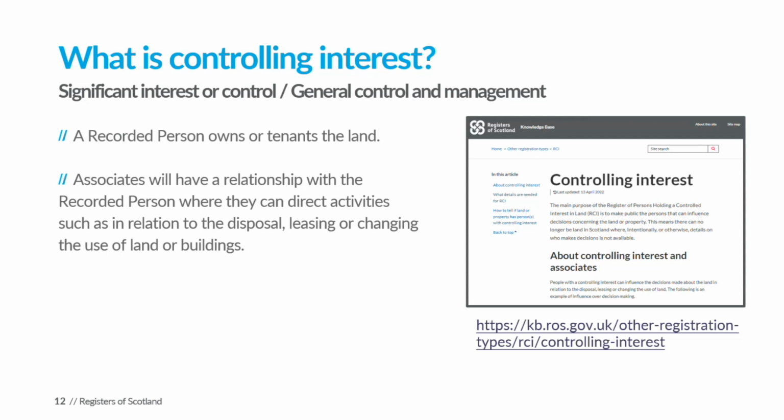People with a controlling interest in land can influence high-level decisions made about the land, such as in relation to the disposal, leasing, or changing the use of land. It is about key decisions in relation to land, not the everyday decisions about, for example, what paint colours might be used or which bulbs ought to be planted. As mentioned, in RCI, the person who has significant influence or control over these decisions is known as an associate.